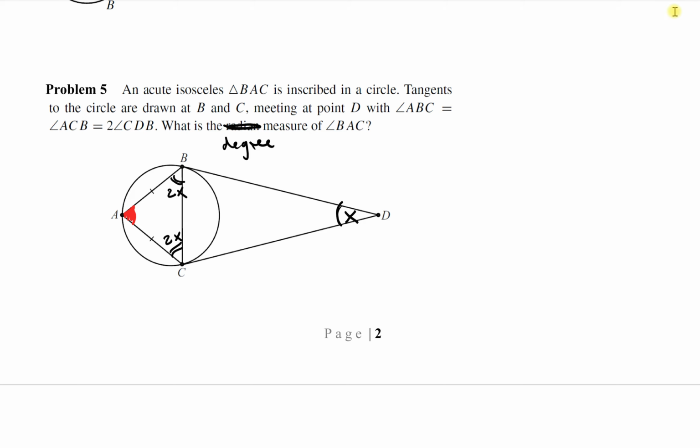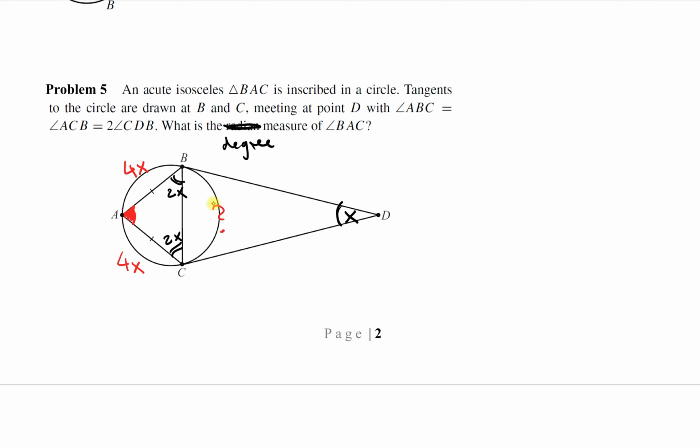If you look at the angle ACB, that's 2x, and that is an inscribed angle, correct? It's 2x. Therefore, measure of arc AB is 4x, because the inscribed angle is always half of the intercepted arc. We can say the same thing for arc AC, which is also 4x. And how do we figure out measure of arc BC in this case?